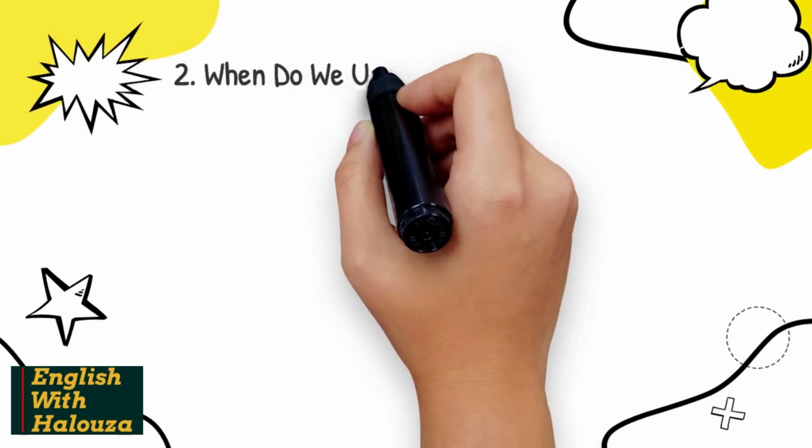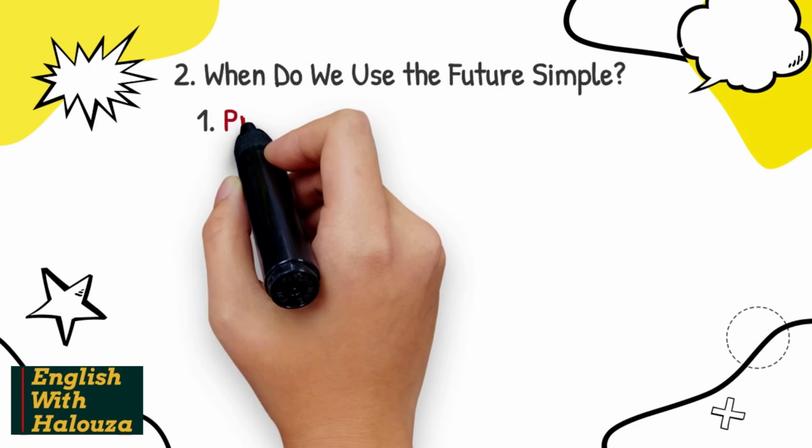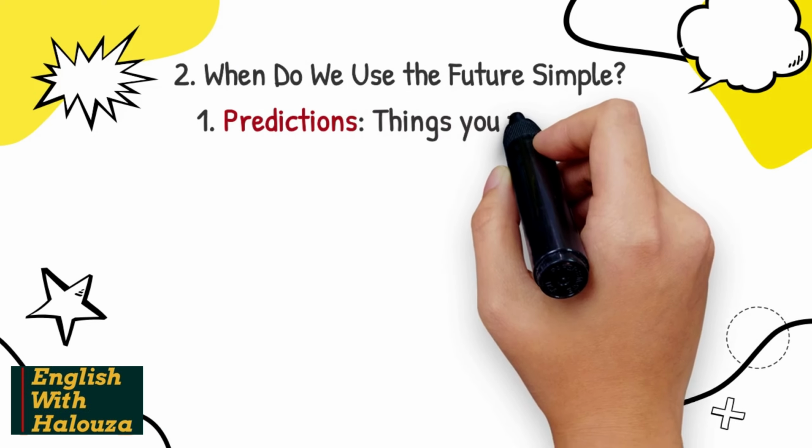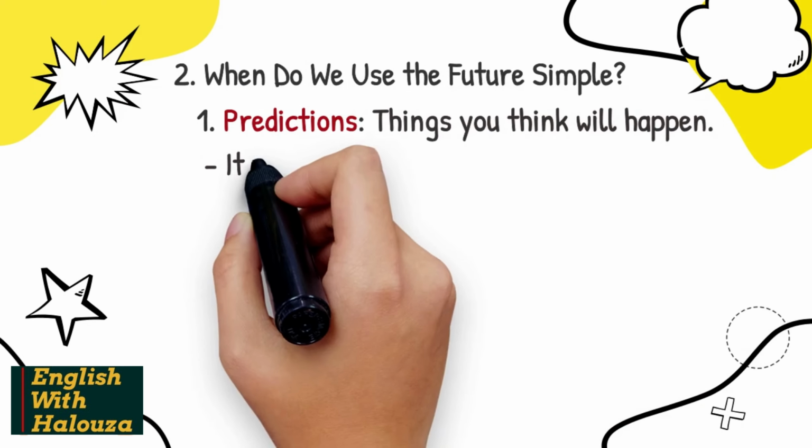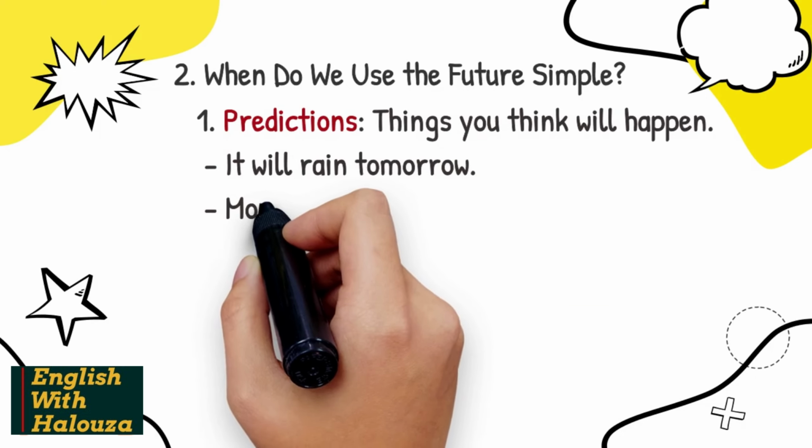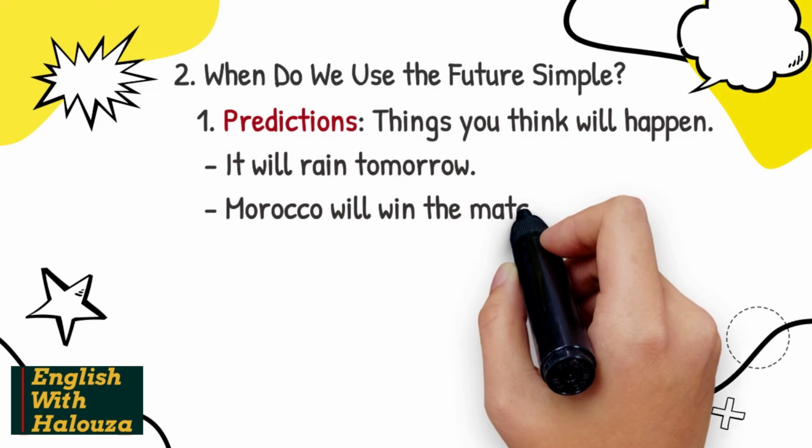The future simple is used for: 1. Predictions, things you think will happen. For example, it will rain tomorrow. Morocco will win the match.